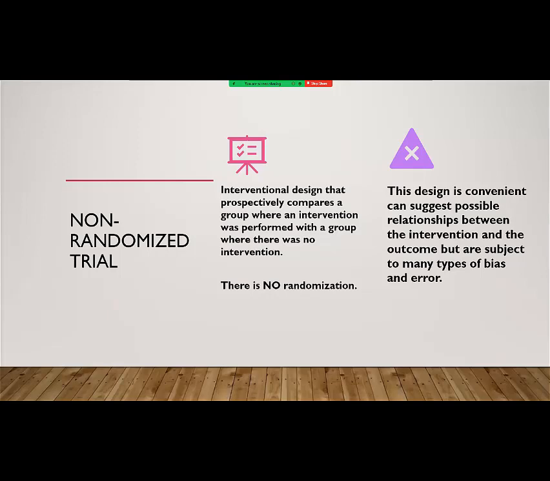Like I said, there are reasons for a non-randomized trial. It can be easier, quicker, cheaper to administer. And depending on what you're looking at, it can be very informative. But again, the gold standard for clinical trials typically is a randomized controlled trial.